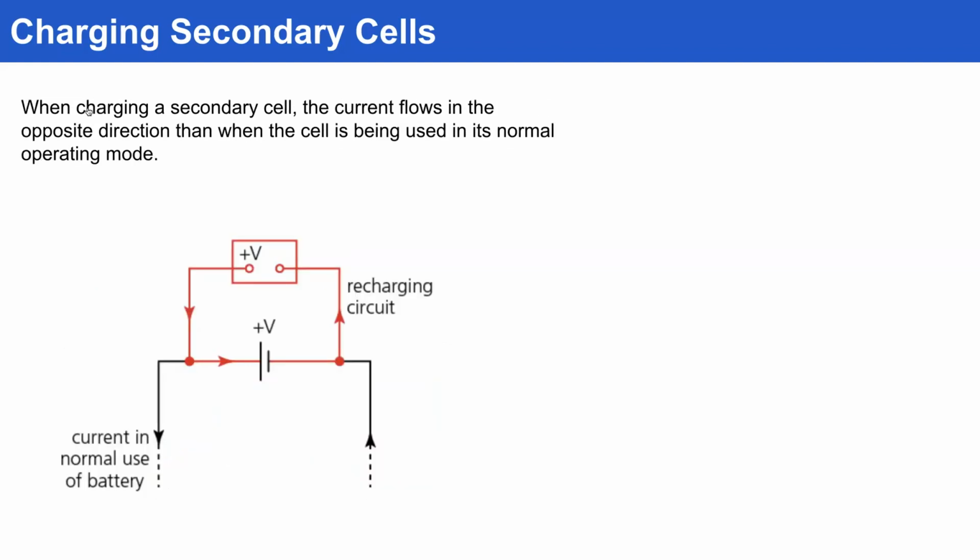When charging a secondary cell, the current flows in the opposite direction than when the cell is being used in its normal operating mode. So, for example, normally we expect the conventional current to go this way, but instead it is going to be going the opposite direction, from positive to negative. Here's our recharging circuit, and here's our current when it's normally being flown.